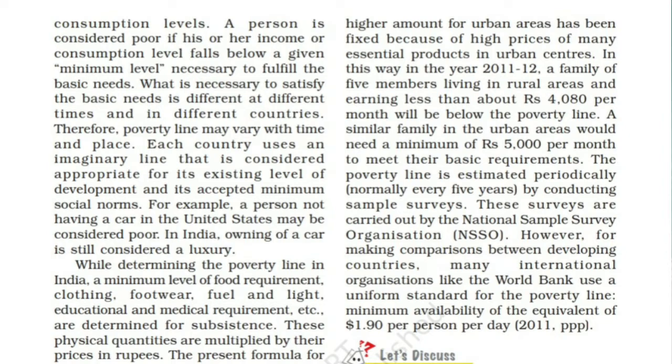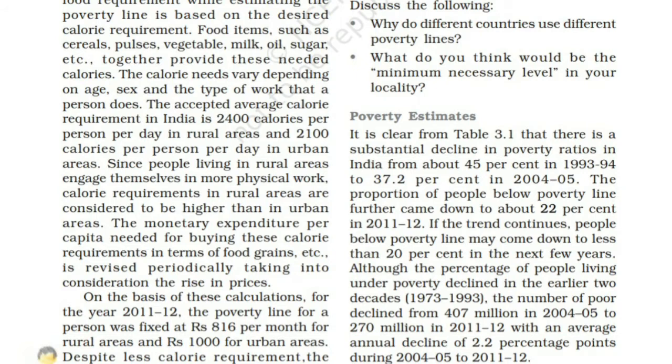The present formula for food requirement while estimating the poverty line is based on the desired calorie requirement. So how many calories we need for existence, first we find that out. Food items such as cereals, pulses, vegetables, milk, oil, sugar, etc., together provide these needed calories. The calorie needs vary depending on age, sex, and the type of work that a person does.